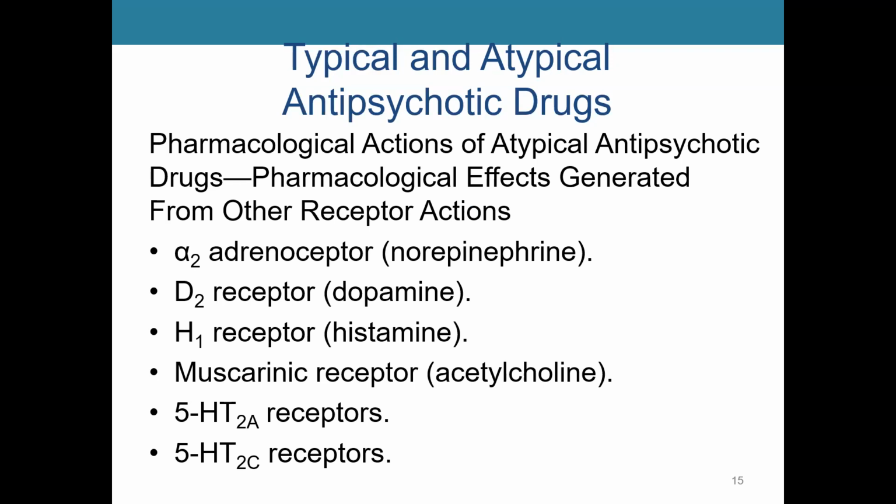Acetylcholine is our muscarinic receptor, classified as an antagonism. Its effects include dry eyes, dry mouth, and other anticholinergic effects. The 5-HT2A receptor is classified as an antagonism, and its effects include atypical antipsychotic effects when combined with the D2 receptor antagonism. Finally, our 5-HT2C receptor, classified as an antagonism, has effects of weight gain and the risk of type 2 diabetes.